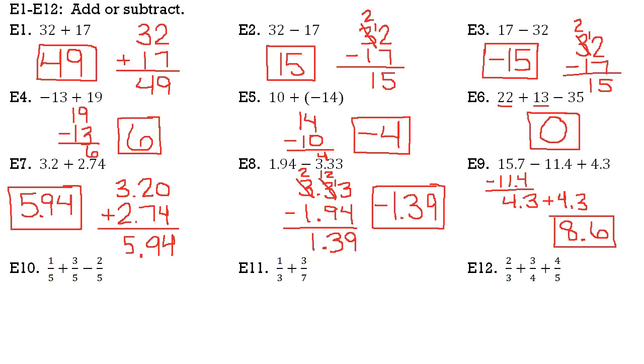All right, we have fractions here, but they have the same denominator, so that's not going to be too crazy. 1/5 plus 3/5 is 4/5, and then you subtract 2 more fifths. So 4/5 minus 2/5. That looks to me like your final answer is going to be 2/5.